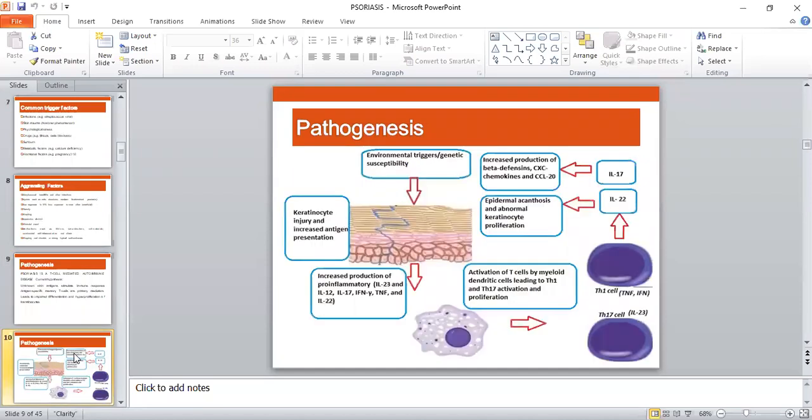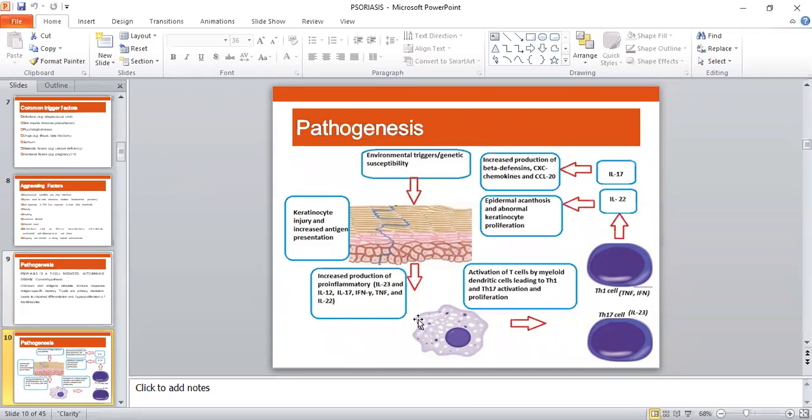We can see this. This is basically the involvement of an environmental trigger or genetic susceptibility affecting this keratinocyte injury and increased antigen presentation. This will lead to increased production of pro-inflammatory IL-23, IL-12, IL-17, and interferon gamma, TNF, and thus IL-22.